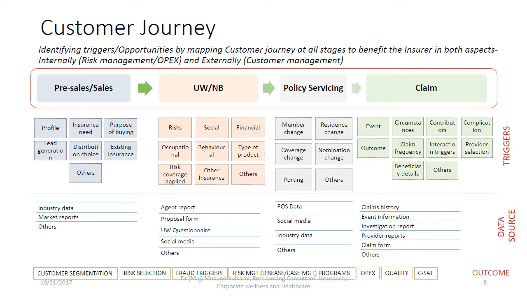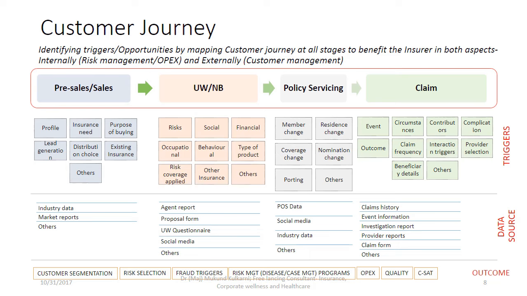What is the insurance need? What is the purpose for which he is buying? Now, whether he is buying or somebody is selling to him, how was the lead generated? What was the distribution choice of the customer? So there are many triggers which can be identified at the pre-sales and sales stage, and respective weightages can be given to each of those triggers, which will help the insurance company to generate a kind of risk score, and we'll talk about those risk scores in subsequent slides.